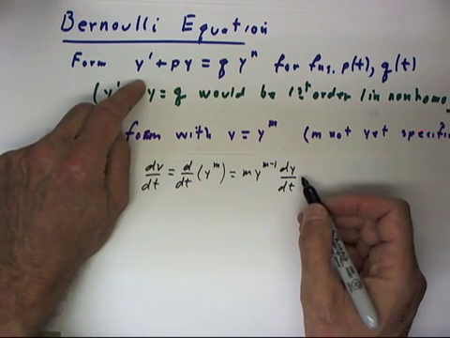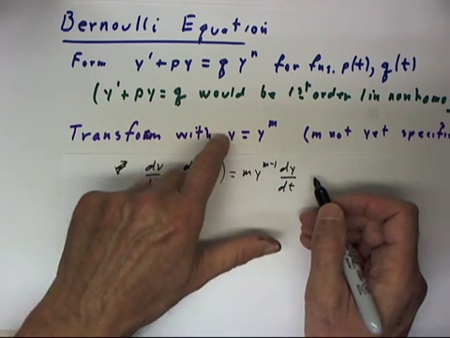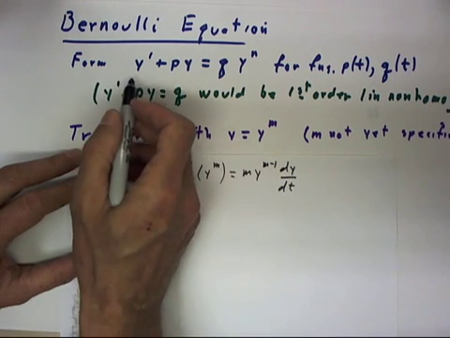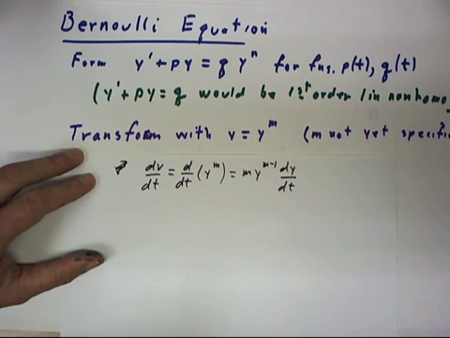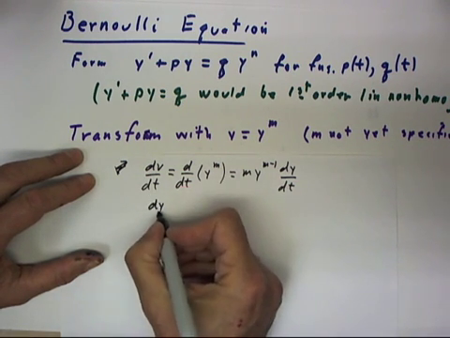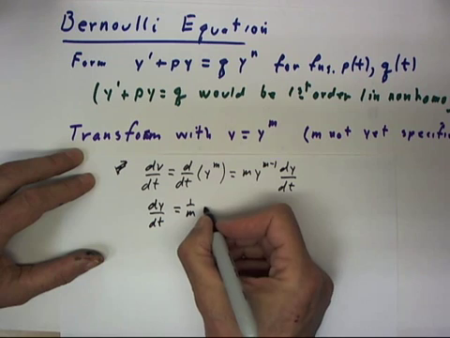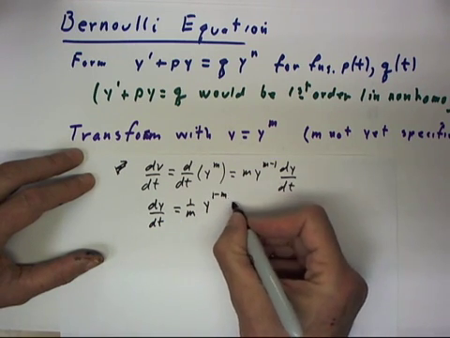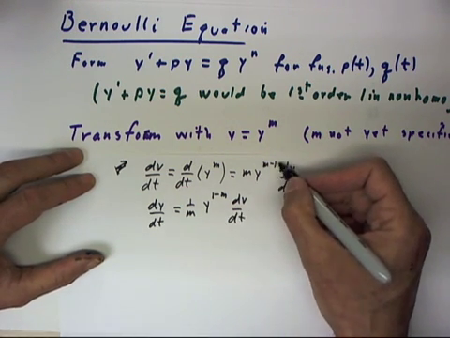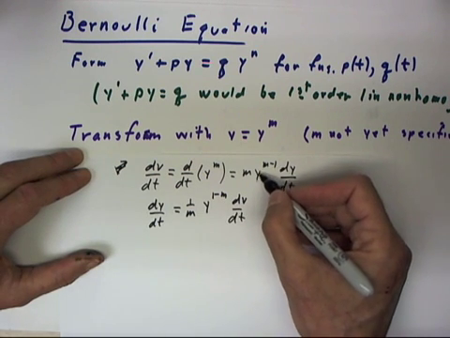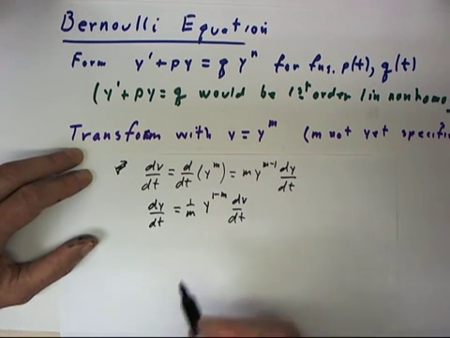Now, our equation is in terms of y prime, which is our dy dt. Our new variable is going to be v, which is y to the m. We need an expression for y prime in terms of v. That's really not hard to do. First of all, we note that dy dt would then equal 1 over m times y to the 1 minus m times dv dt. The reciprocal of y to a power is y to the negative power, and the negative of m minus 1 is 1 minus m.